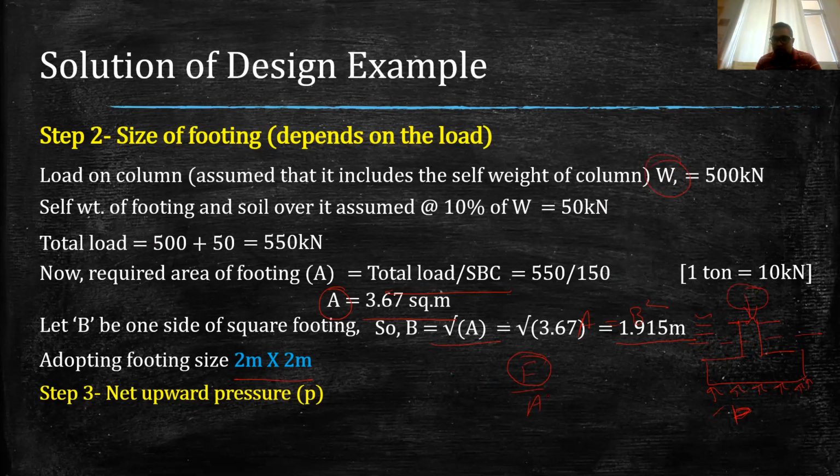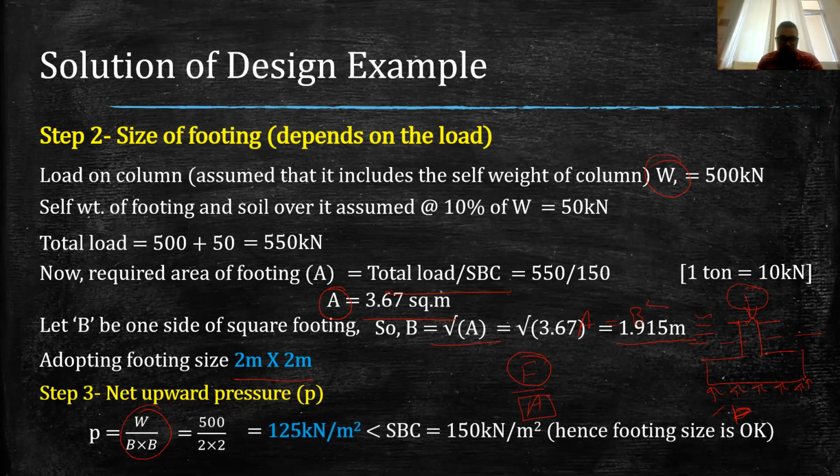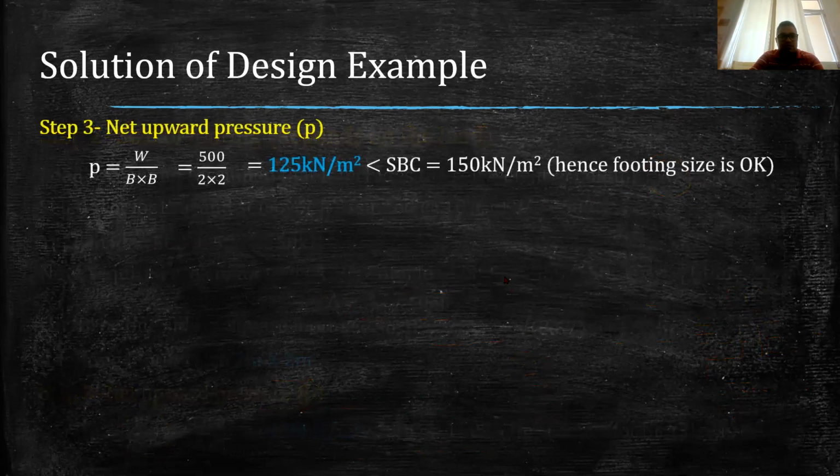And here the area is the area calculated, which is 2 by 2. So net upward pressure will be W upon B into B. So putting the value here, we get the net upward pressure as 125 kilonewton per meter square. And you can see that this net upward pressure is less than soil bearing capacity. It means the size of the footing is sufficient, and soil will not fail because of this load, because net upward pressure is within the limit. So that completes our step 3.